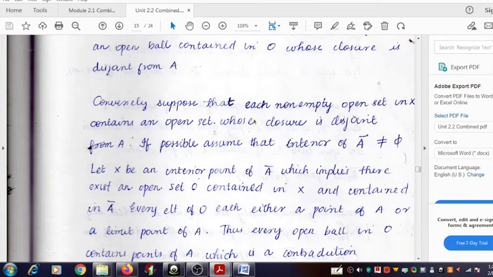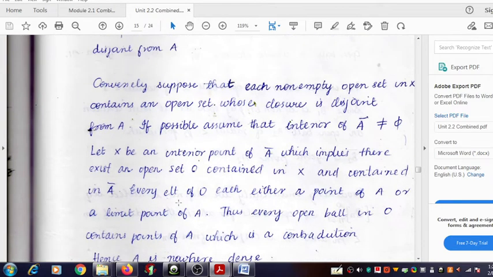In order to prove that A is nowhere dense, we just think that its opposite is true. Then we will obtain a contradiction. So actually we want to show that A is nowhere dense, but for the time being we just think that it is not nowhere dense. If you can derive a contradiction from that, then by correcting that contradiction you will get that A is nowhere dense. So that's what we are going to do here.